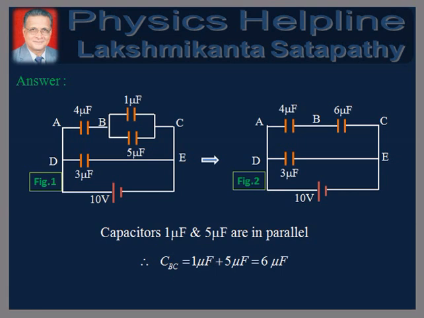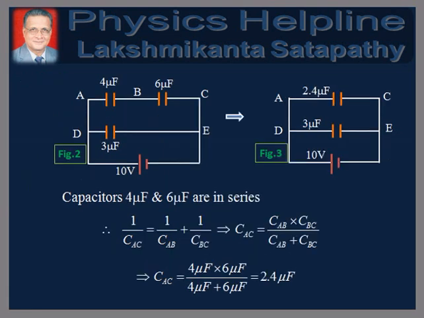Therefore, the net capacitance between the points B and C is equal to 1 μF plus 5 μF, which is equal to 6 μF. The simplified circuit is shown in the second figure. Now let us find the equivalent capacitance of the upper branch AC. We have two capacitors of capacitances 4 μF and 6 μF in series.